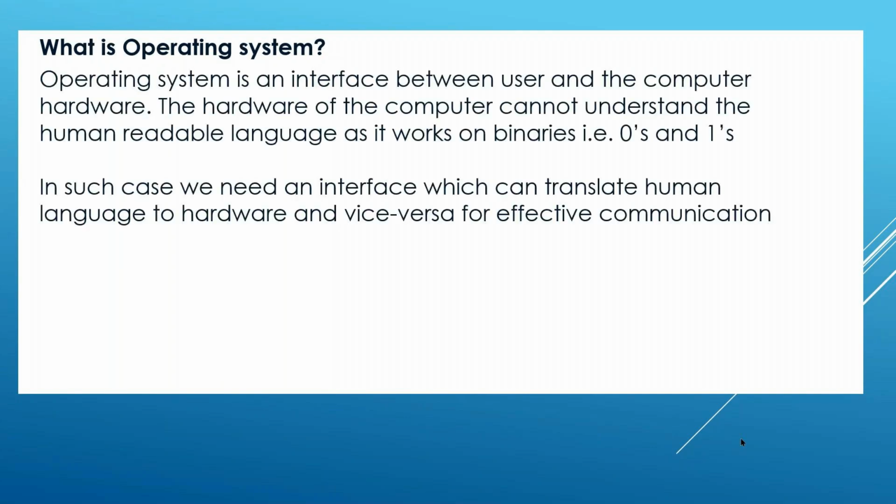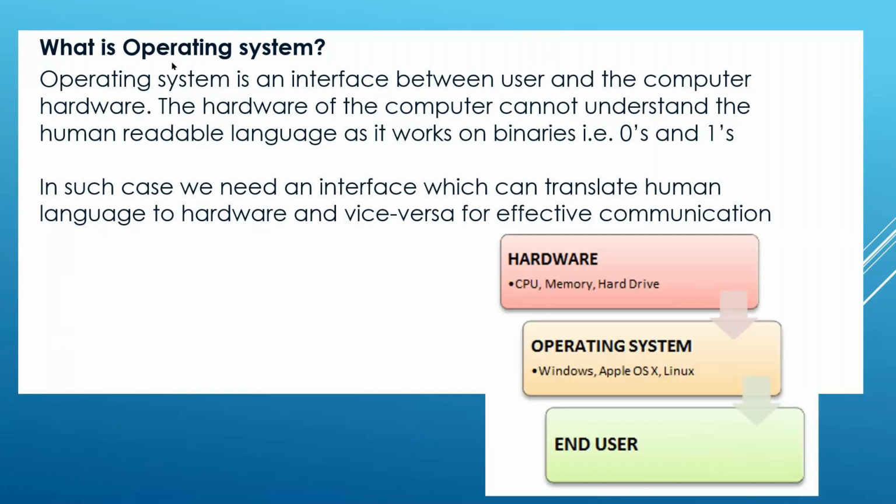See here, this is the definition. Operating system is an interface between user and the computer hardware. The hardware of the computer cannot understand human readable language as it works on binaries, that is zeros and ones. So in such a case, we need an interface which can translate human language to hardware and vice versa for effective communication.